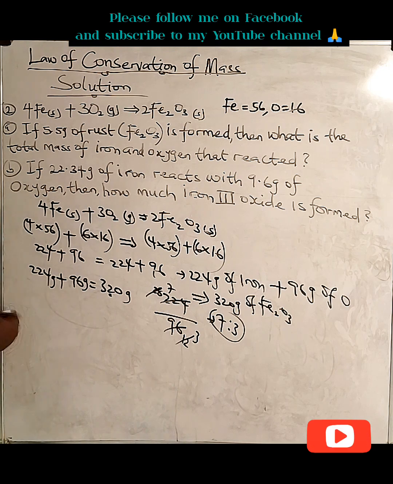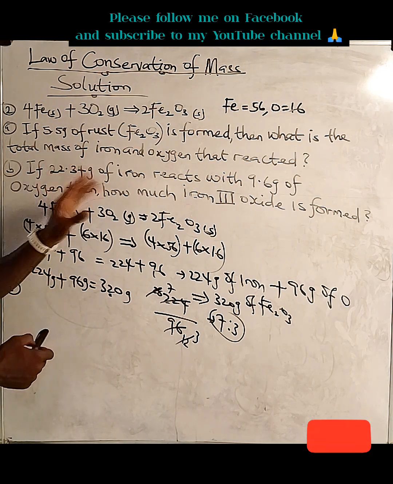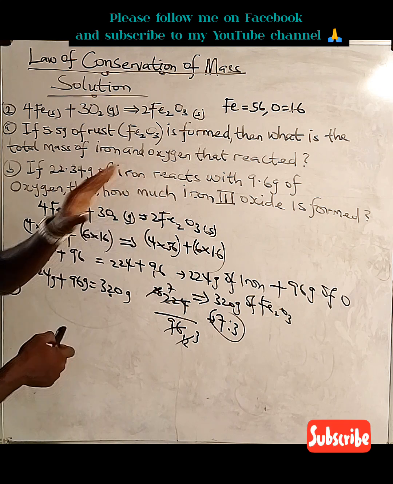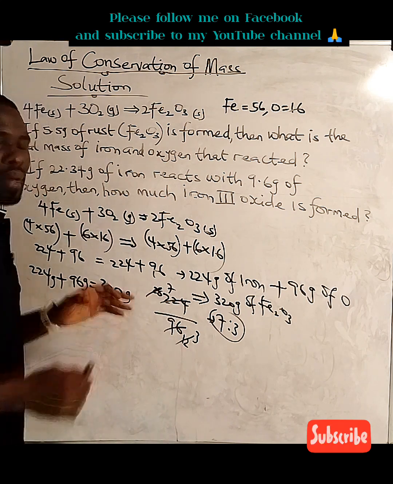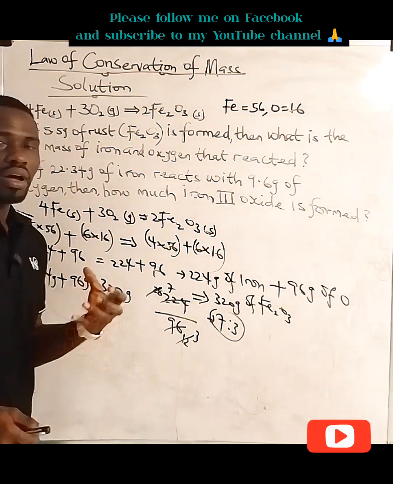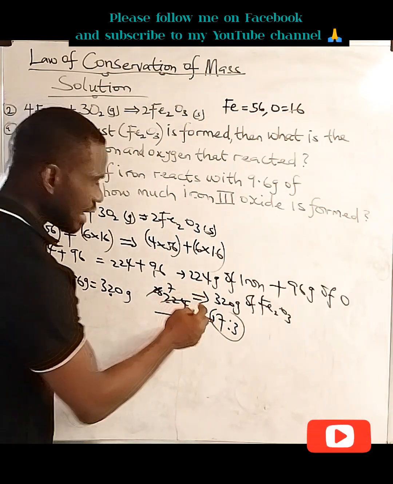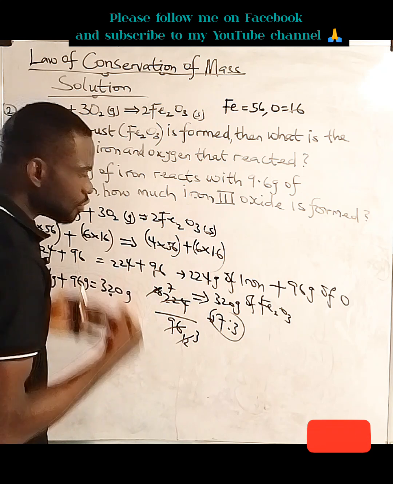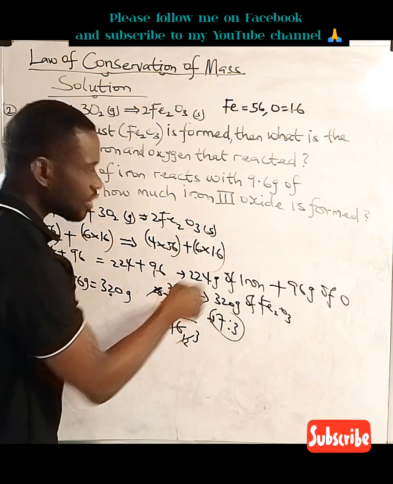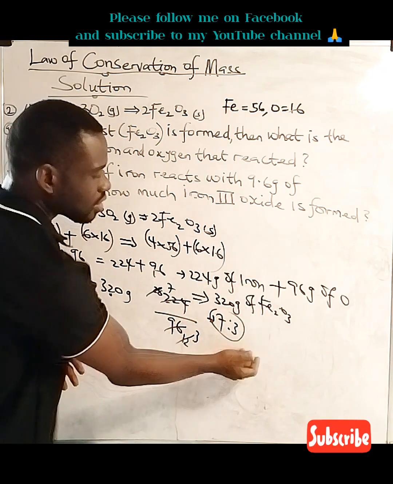So let's attend to the first question. The first question now is, if 5.5 gram of rust has been formed, then what is the total mass of iron and oxygen being formed? Now don't forget that naturally, based on theoretical analysis, when you look at iron 3 oxide being formed, there is a ratio of 7 to 3 iron and oxygen in it. It's just a theoretical analysis.